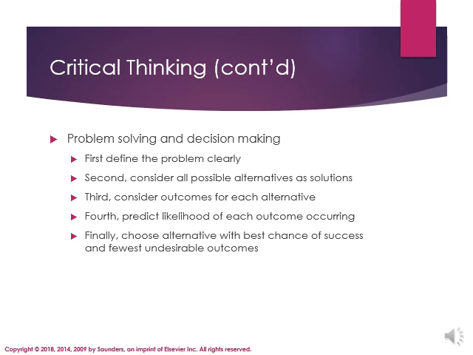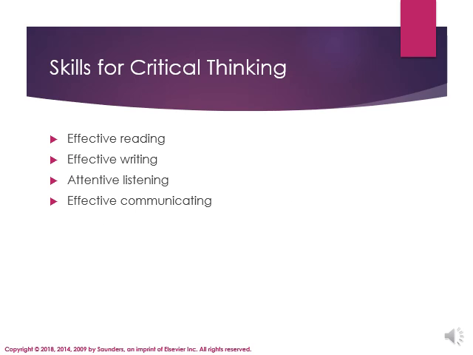So we want to define the problem clearly. We want to consider all possible alternatives as solutions. We want to consider outcomes for each alternative. We want to predict the likelihood for each outcome occurring. And finally, choose the alternative with the best chance of success and the fewest undesirable outcomes.